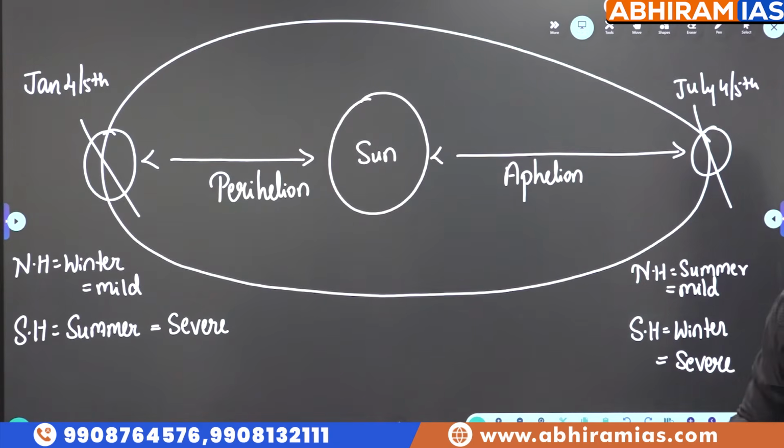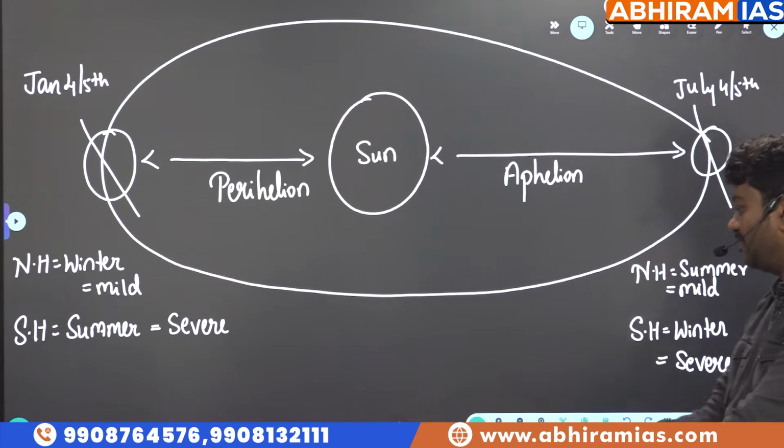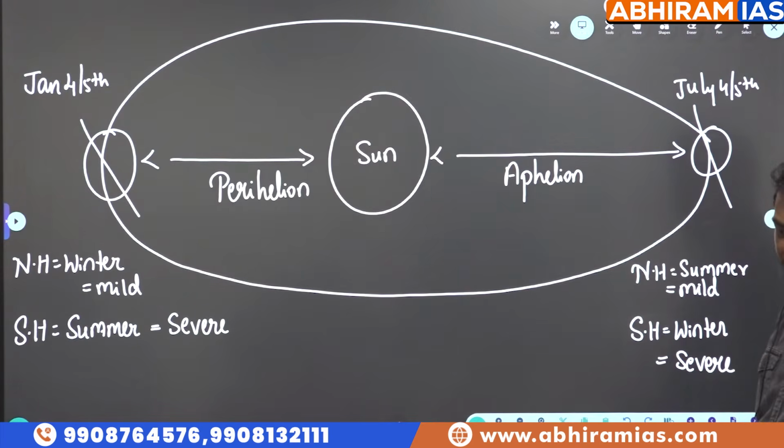Due to revolution in elliptical orbit, summer and winter will be mild in the northern hemisphere, and severe in southern hemisphere.